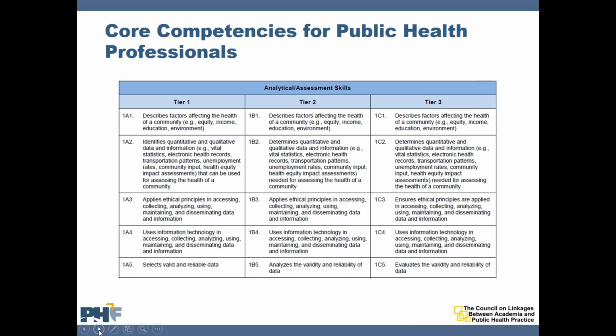The core competencies are also organized into 3 tiers, which represent career stages for public health professionals. And these tiers are based on the roles or responsibilities that individuals have within an organization. So Tier 1 is designed to meet the needs of frontline and entry-level staff. Tier 2 is aimed at program management and supervisory staff, and Tier 3 is for senior management or executive leadership of an organization. And this image just gives you an idea of what that translates to in terms of the structure of the core competencies.